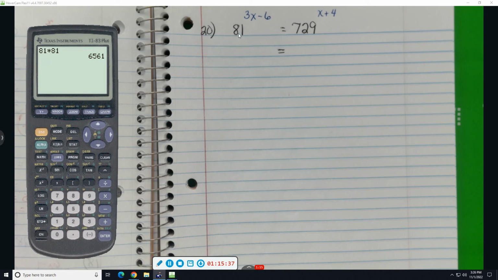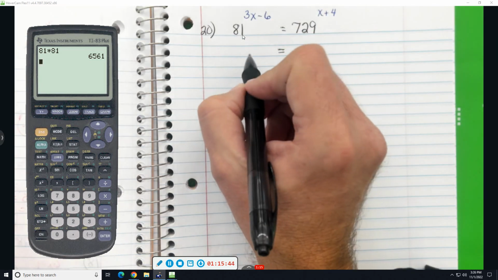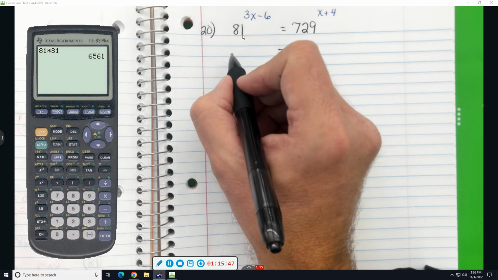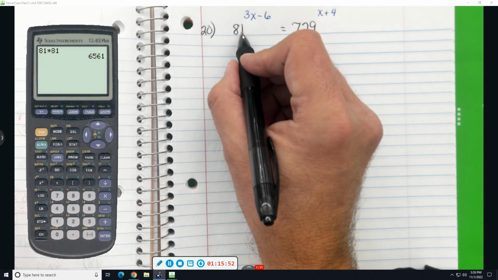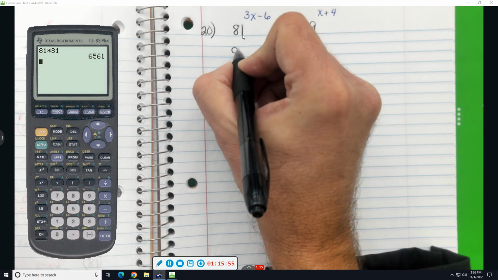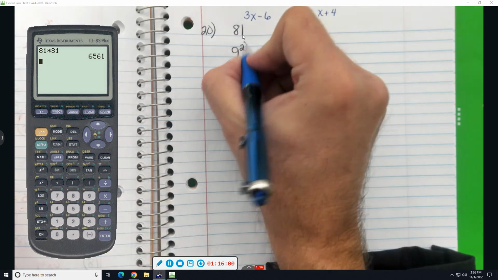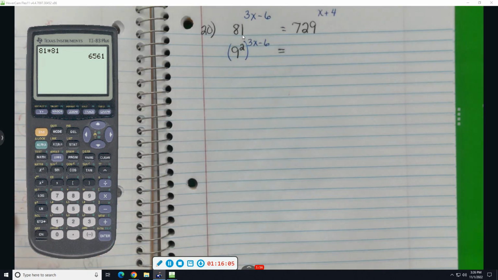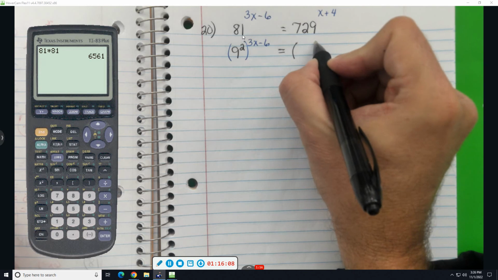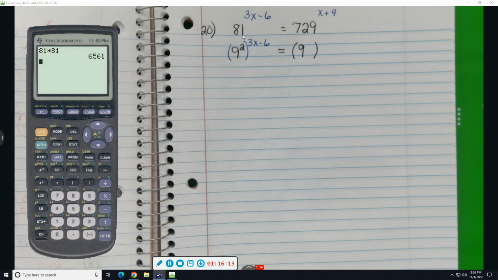So now start working with the small base. How can I rewrite 81 as some number to a power? There's something in the multiplication tables. What number squared gives 81? 9? Let's write 81 as 9 squared.